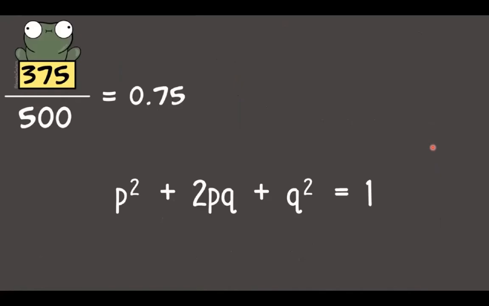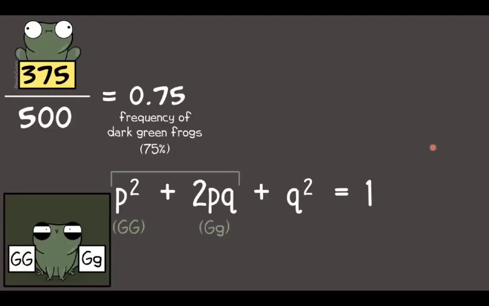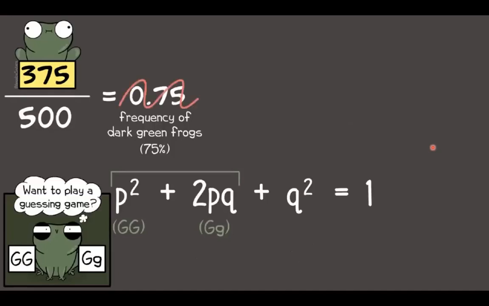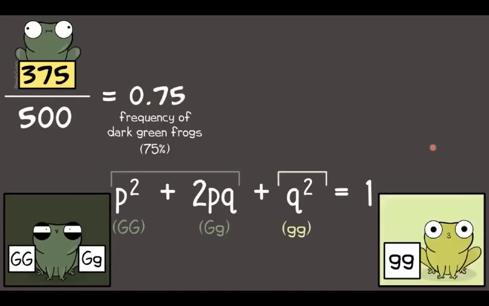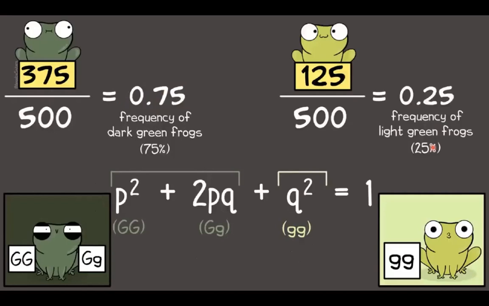Now, I could say 375 dark green frogs out of 500 total frogs is 0.75, but all I know is that would be the frequency of dark green frogs. The problem is dark green frogs could have genotype big G, or they could have big G, little g. I can't assume they're one genotype or the other, so I shouldn't use that value. The recessive genotype, resulting in a light green trait, is safe to use though, because I know that light green frogs are the genotype little g. They can't be anything else. So 125 frogs out of 500 frogs equals 0.25. That means from the equation, the value q squared equals 0.25.